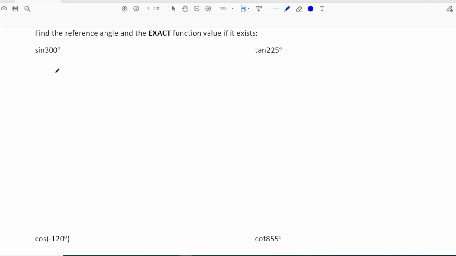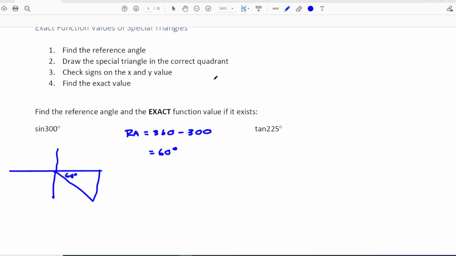300 degrees. So the first thing I want to do is figure out what the reference angle would be. Well, 300 degrees is in quadrant 4. So to find the reference angle, I'm going to do 360 minus 300 and get a reference angle of 60 degrees, which means this is 60 degrees in here. So step 1, I shouldn't have hidden the steps, find the reference angle, done.